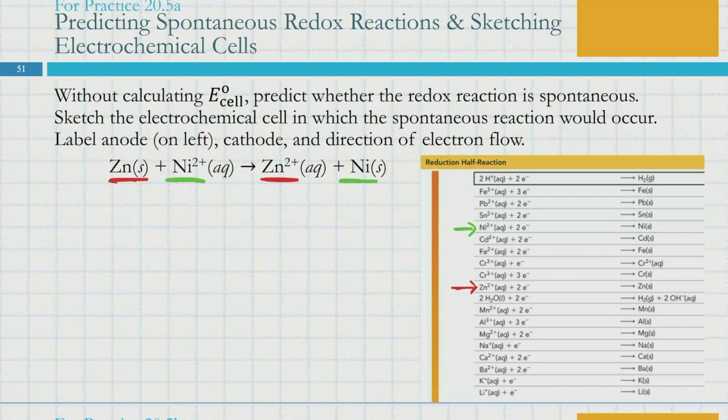So we first want to figure out whether it's spontaneous. What's our rule for something being spontaneous if we don't want to look at cell potential? We flip one of them, and it'll be spontaneous. Which one do we flip, the top one or the bottom one? The bottom one. So if we have a reaction paired with the flipped version of something that's below it, then that will be spontaneous.